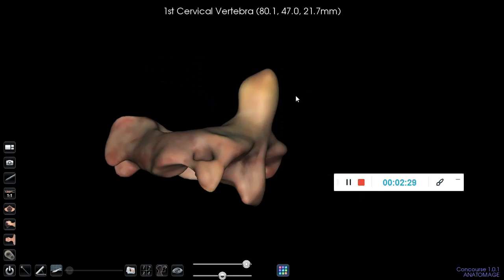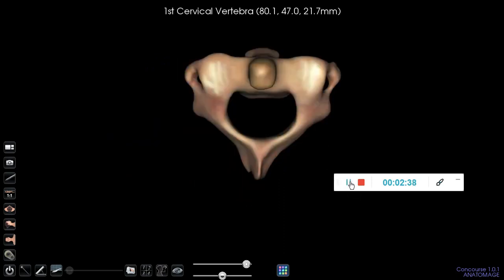Now that we've removed C1, we can really see the dens, also known as the odontoid process. Looking from above, you can see that dens right there. You can see the superior articular facet right here, and there's also one on that side as well. Here's the vertebral foramen, and you have those transverse foramen as well. You can see that here and over there.